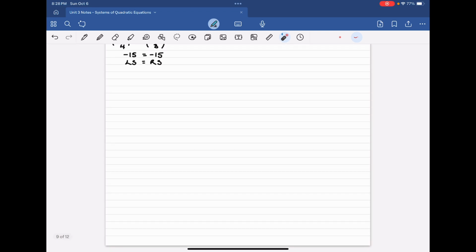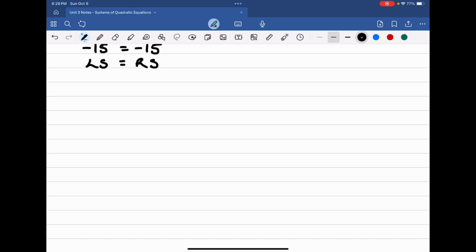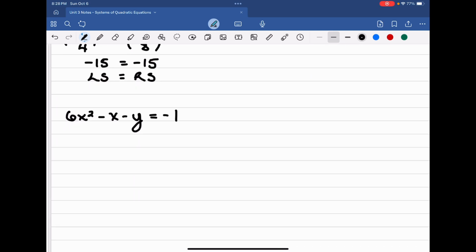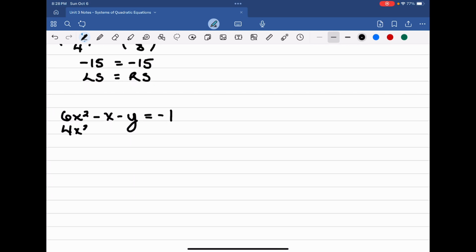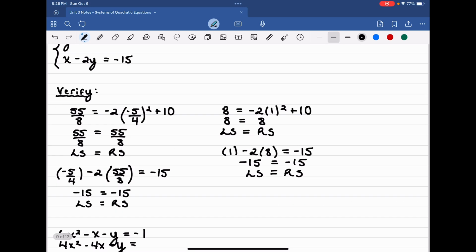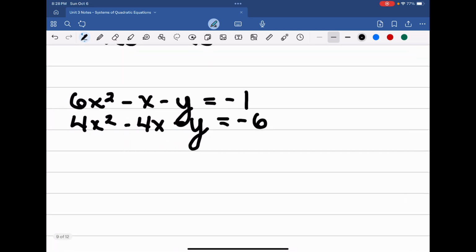Okay, I'm going to take the first equation, and I'm just going to make sure I write it. So 6x squared minus x minus y. Let's make sure I got that here. 6x squared minus x minus y is equal to negative 1. My next equation was 4x squared minus 4x minus y was equal to, and then on the right-hand side, it was negative 6. Perfect. There we go. Now, in systems, typically what we see is that there's this bracket just representing the collection of these together.